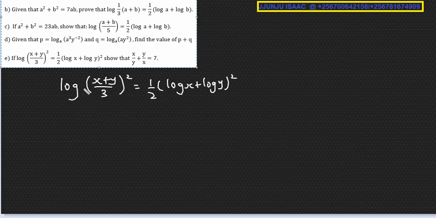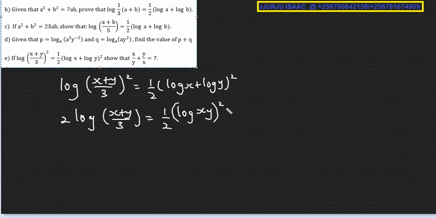All right, let us see. So let me put this down here. I get 2 log of (x plus y over 3) equal to a half. Now here I'll be having log xy, log xy squared.